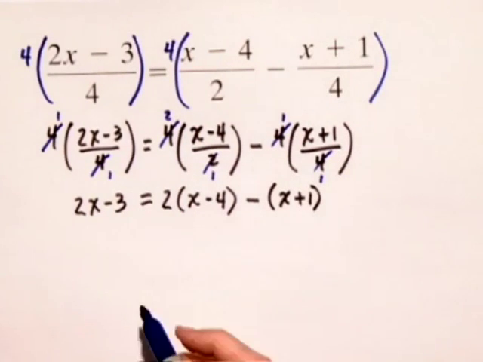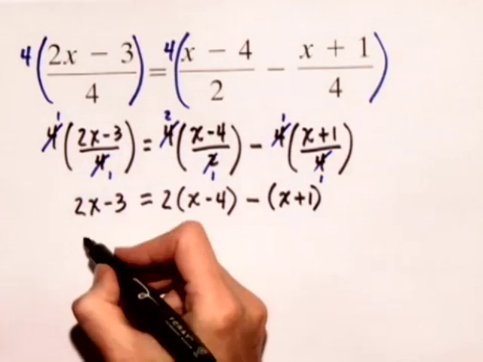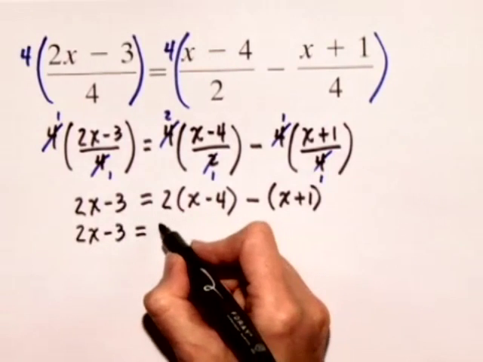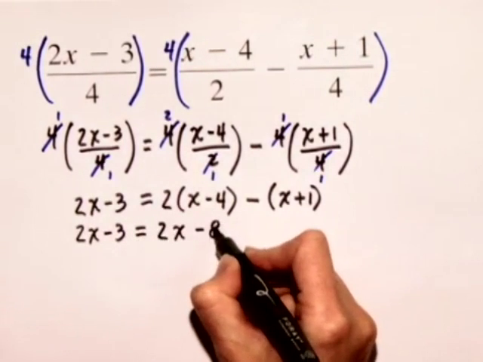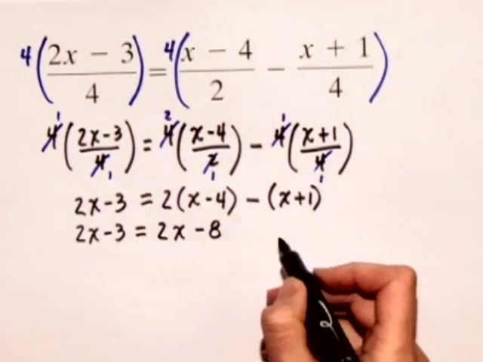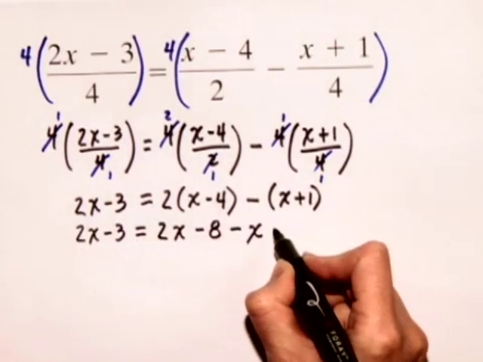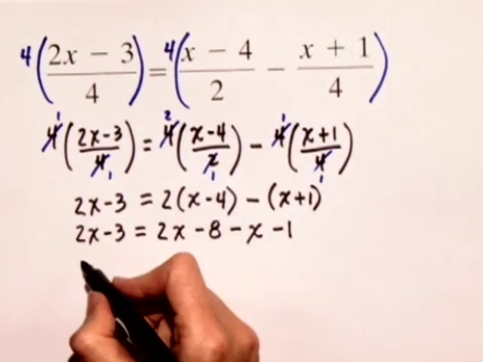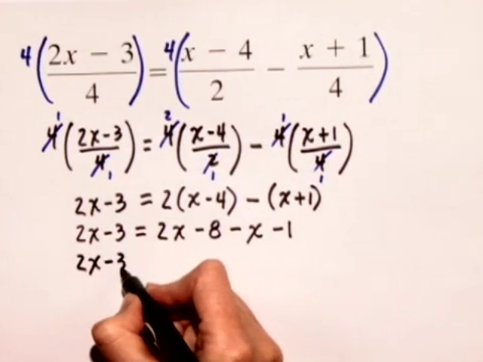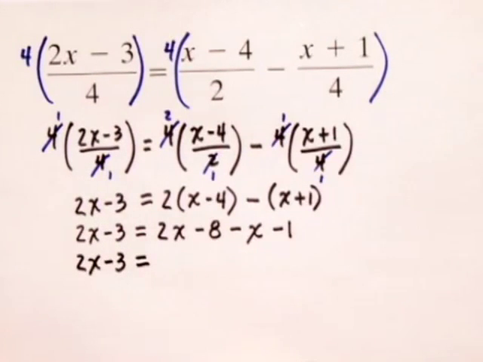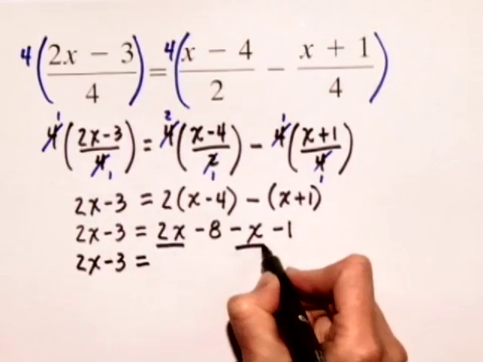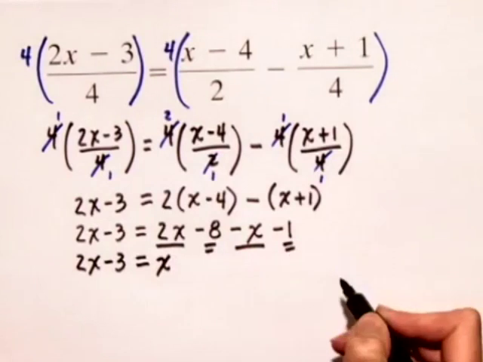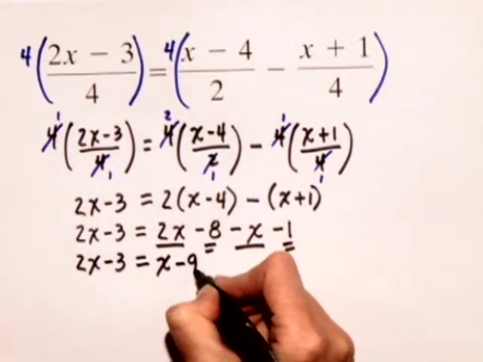Now we're ready to distribute through the parentheses. So we have on the left-hand side 2x minus 3 is equal to 2x minus 8, and when we distribute the negative through the last parentheses, we have minus x minus 1. So on the right-hand side, let's combine some like terms. We'll leave the left-hand side alone. 2x minus 3 is equal to, on the right-hand side, we have 2x minus x, which just gives us x, and then we have negative 8 minus 1 gives us minus 9.